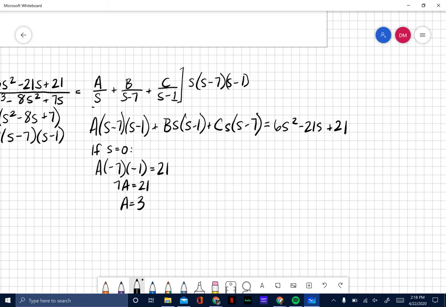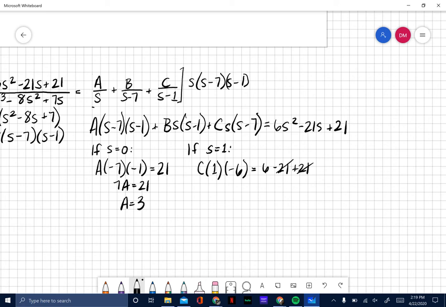That's nice. Another smart s would come from this factor of s minus 1. I want to figure out what's going to happen if s is equal to 1, because this term right here is going to cancel, this term right here is going to cancel, and that leaves me with this right here. So it looks like we're going to have C times 1 times negative 6. Over on this side, we are going to get 6s squared, which is 6, minus 21 plus 21.